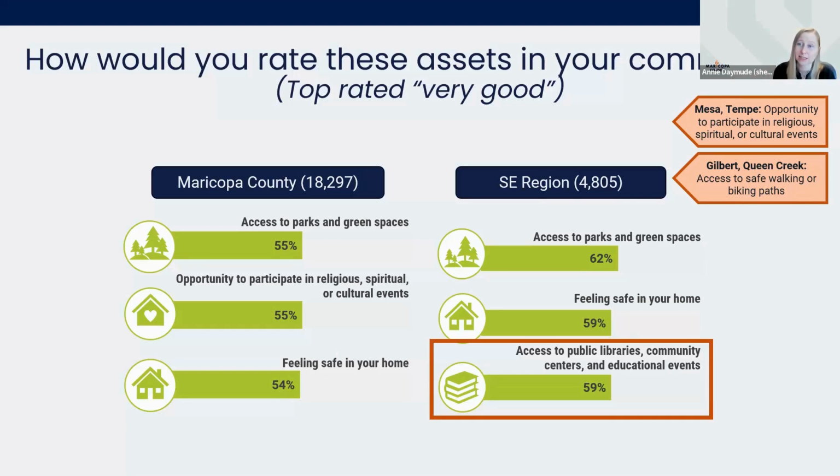When we look at our cities, Mesa and Tempe both identify opportunity to participate in religious, spiritual, or cultural events in the top 3, and Gilbert and Queen Creek identify access to safe walking or biking paths in the top 3. So I'm curious, as you're looking at this data, if this resonates with your experience, or if there's anything that's surprising you. So noodle on that as we move through.